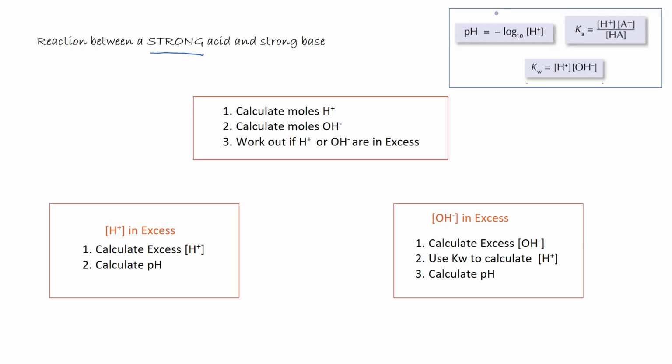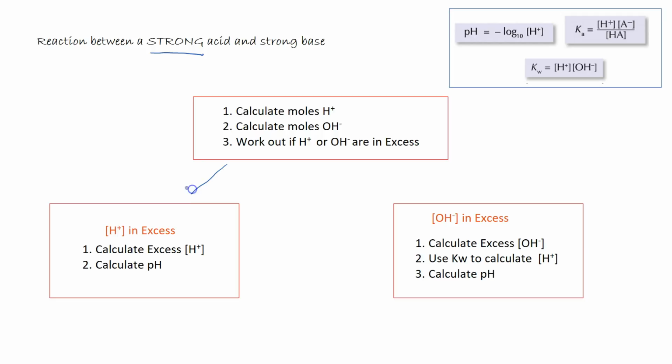First of all, and this is common to pretty much all of our mixing reactions, we do our top box here. So if we're mixing a strong acid and a strong base, the first thing that we do is we calculate the moles of H+. Then the second step is to calculate the moles of OH-. Thirdly, we work out if H+ or OH- are in excess. In other words, we work out which number is bigger.